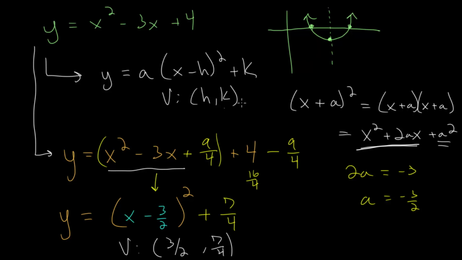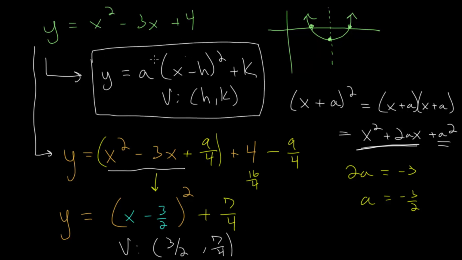And notice that is exactly what we see here when we look at the general form for our quadratic in its vertex form. So we call this the vertex form of a quadratic equation. And we just found the vertex. It's at 3 over 2, comma 7 fourths.